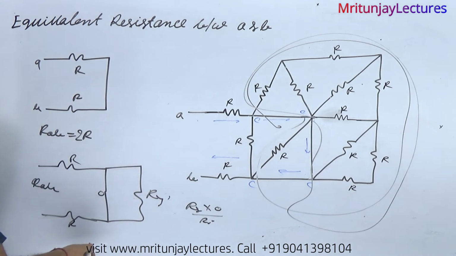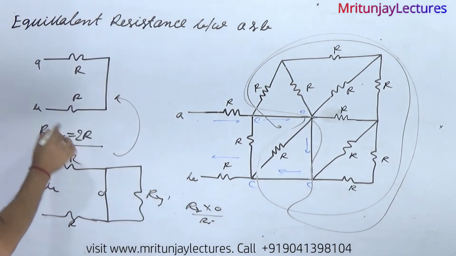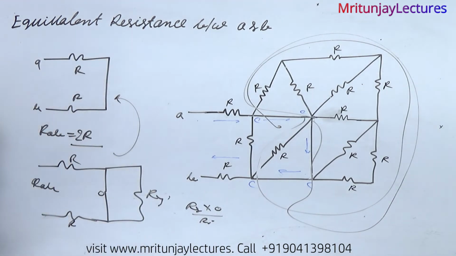So finally we got the same equivalent circuit. So what about R of AB? R of AB is 2R. It's very clear. Make it.